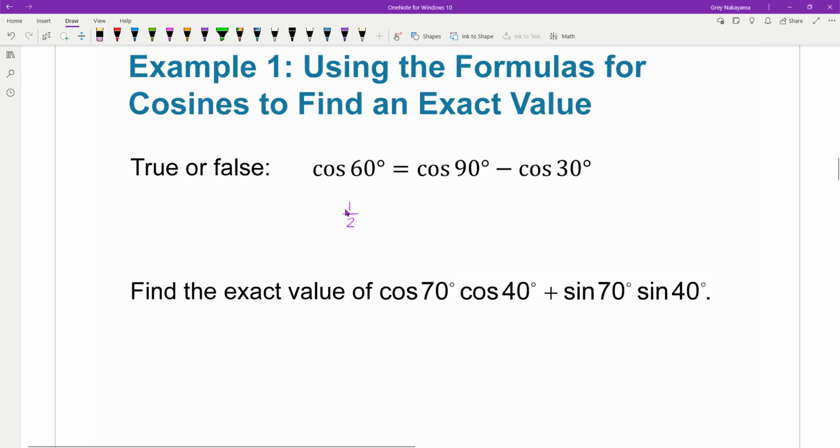On a unit circle, it's 1/2. What's the cosine of 90? 0. And the cosine of 30 is the square root of 3 over 2. And clearly you know that 1/2 is not equal to 0 minus the square root of 3 over 2. Okay, look at the next one.